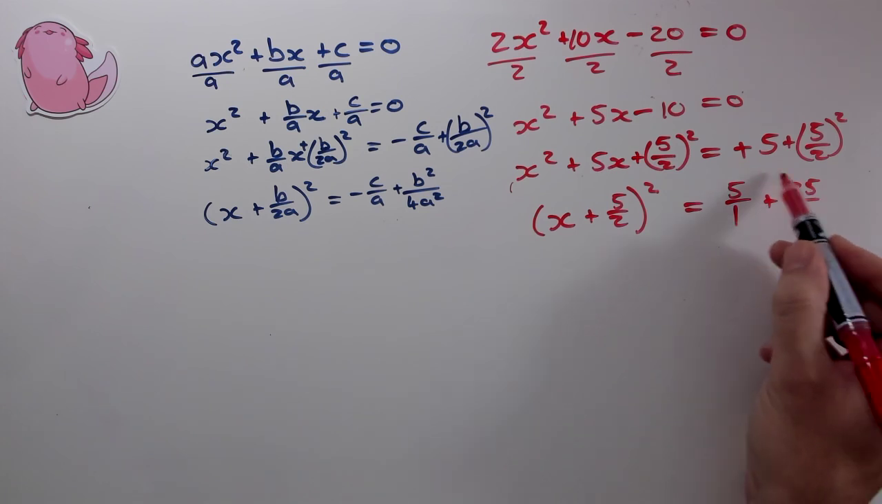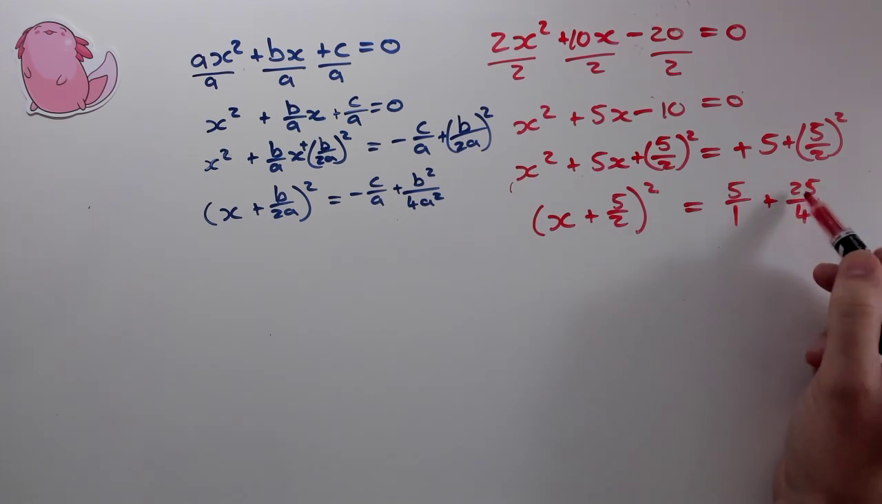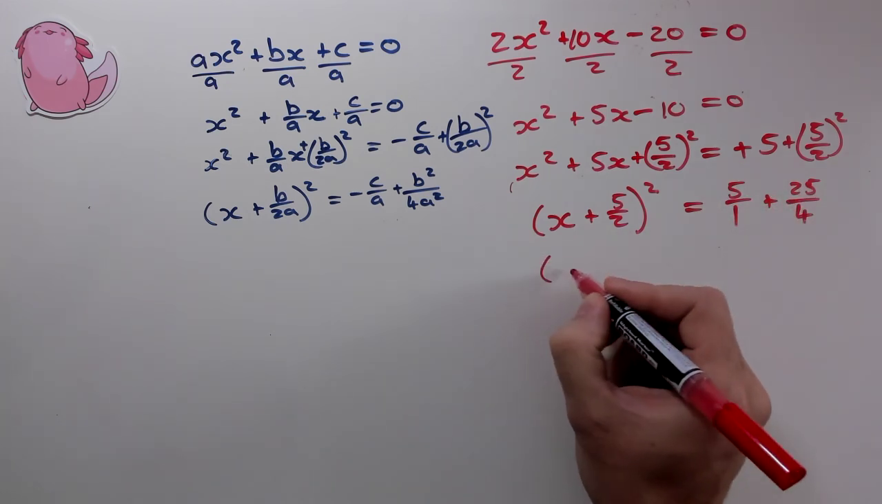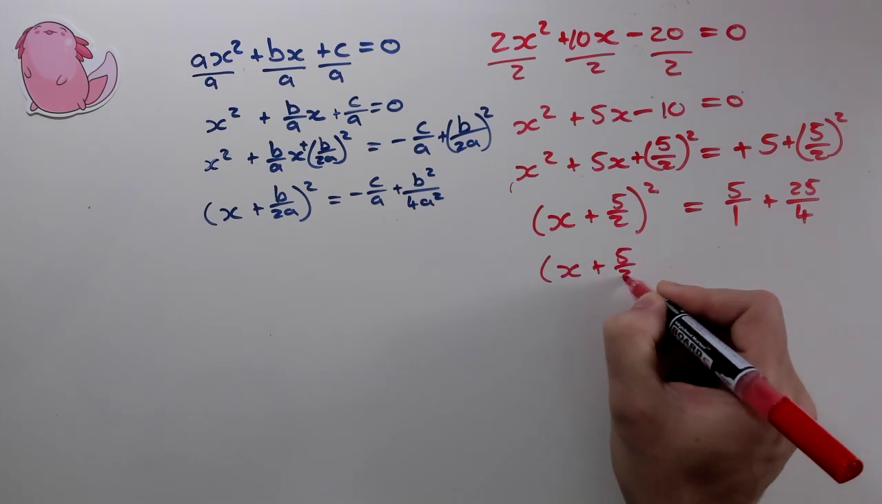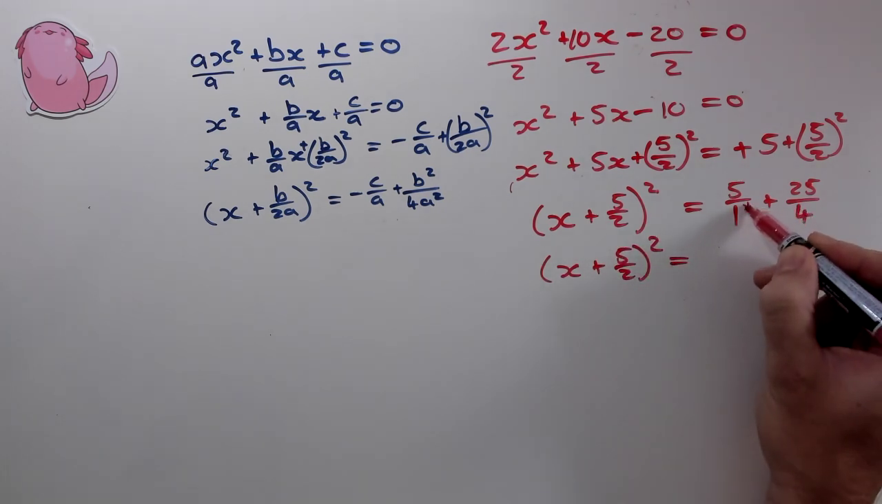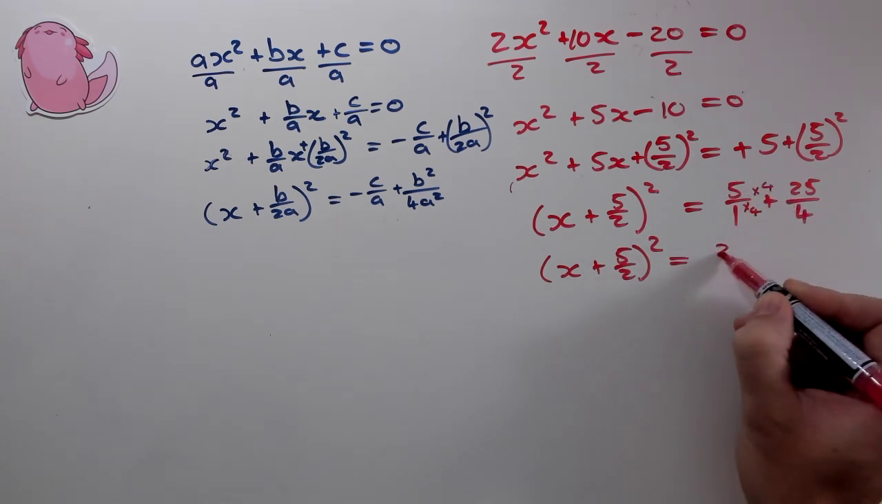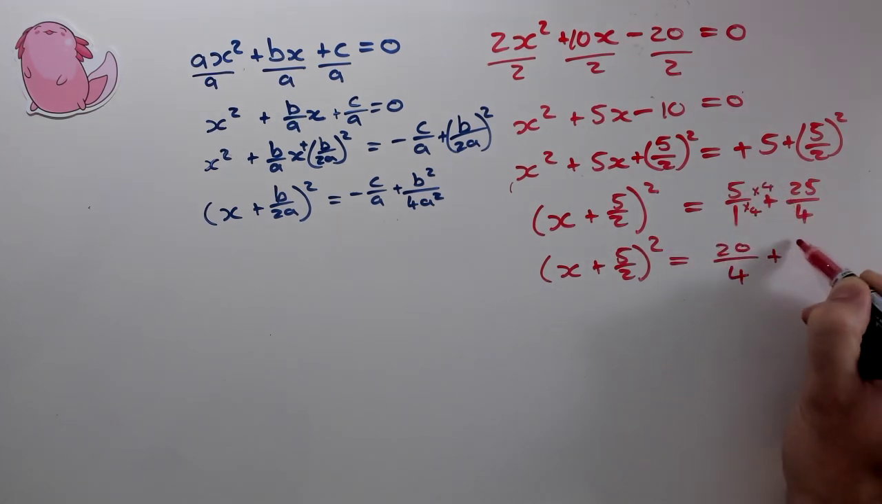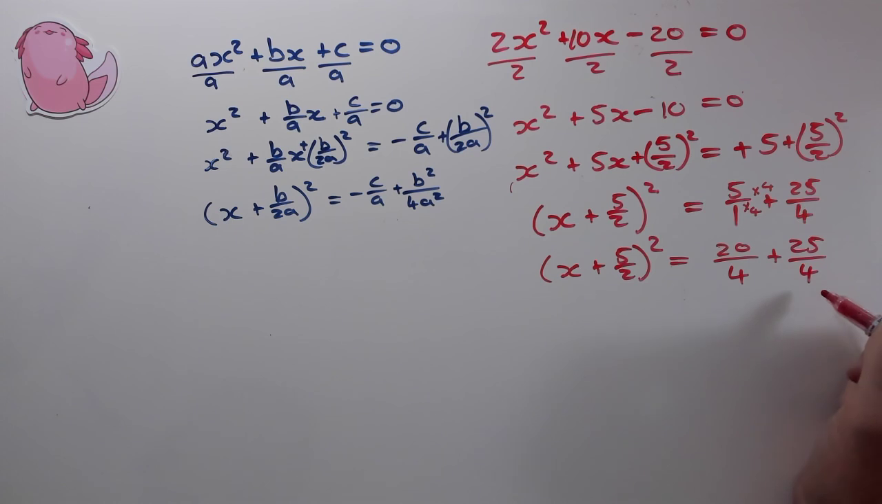So here, this part I'd want to add them together. So I'm just going to keep this one as it is, not doing anything here. Hopefully we have space in the end. So here I'll have to multiply by 4 tops and bottoms. So I'll have 20 over 4 plus 25 over 4.